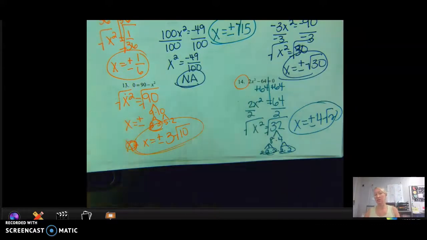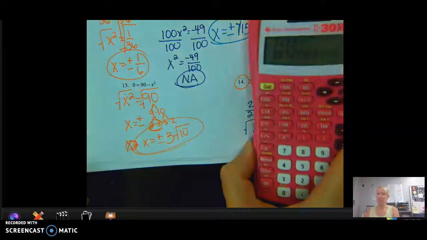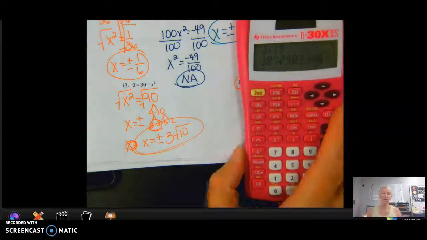Again, if they ask you to turn like that one into a decimal, second square root of 15, I get this decimal, and then it'd be the positive and negative of that. Hope that helps, guys.